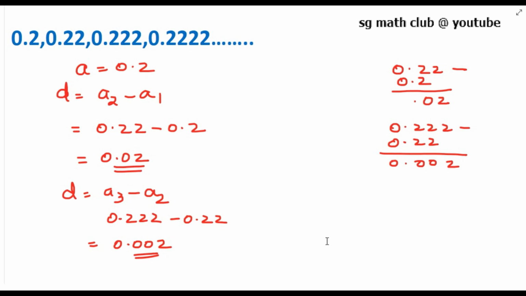So to check whether the sequence is in AP or not, we need to find out the common difference. If the common difference is constant, then we can say that the terms are in AP.